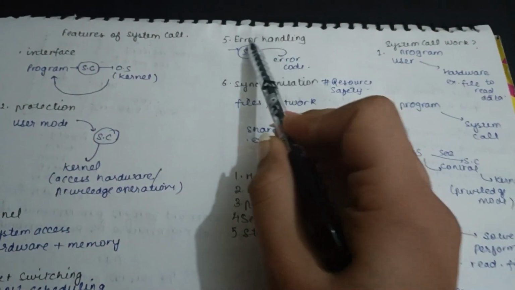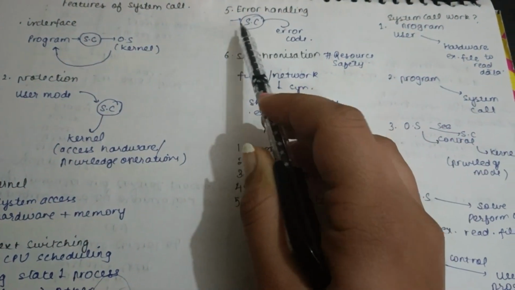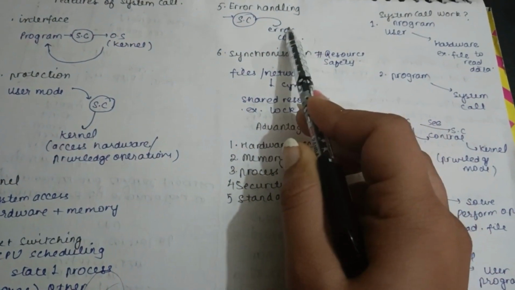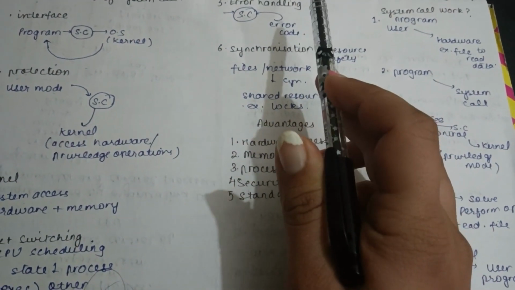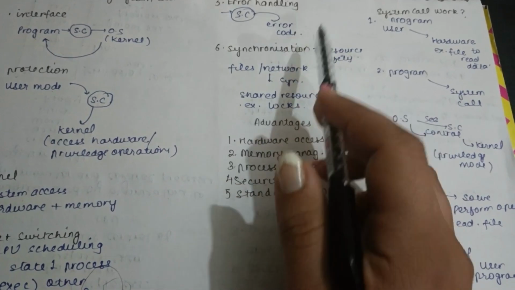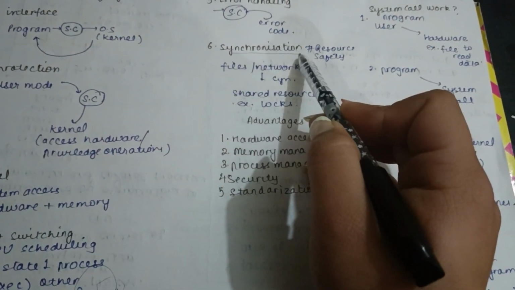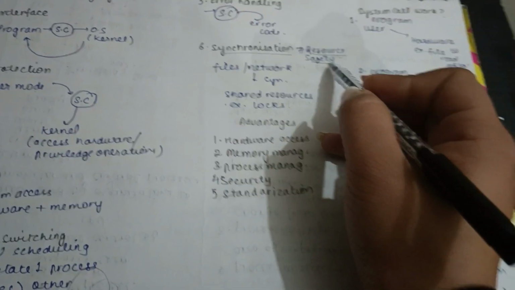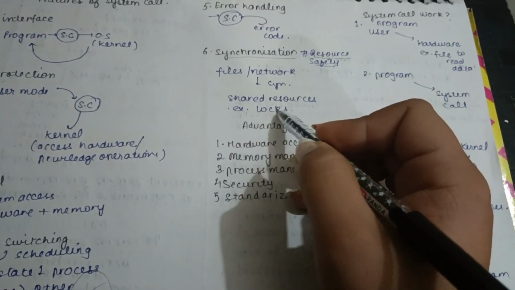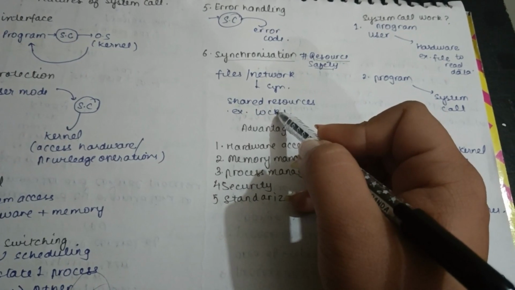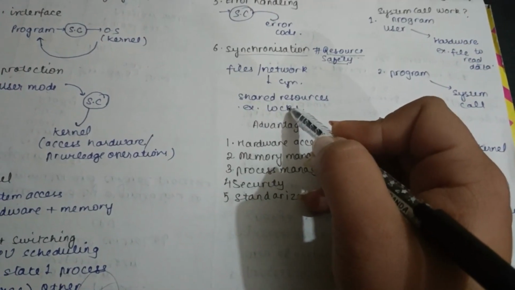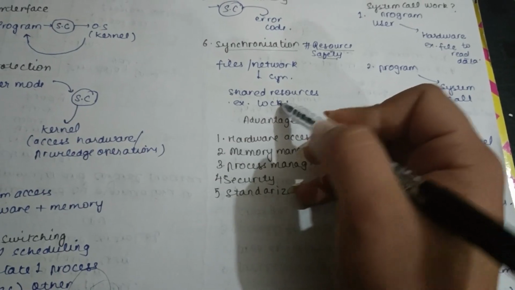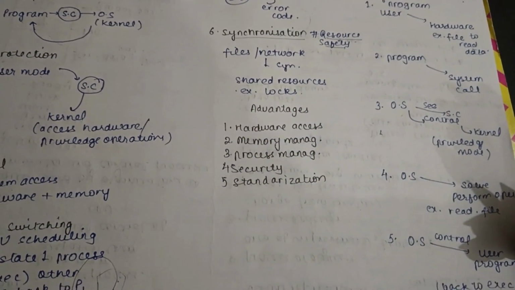And then we have error handling. For example, when making a system call, it can return an error code, so that we can check for the error in the program. And then we have synchronization, which is used for resource safety. For example, it provides locks so that at any time we can access the proper resources, in the proper format. It should not be wrong either.